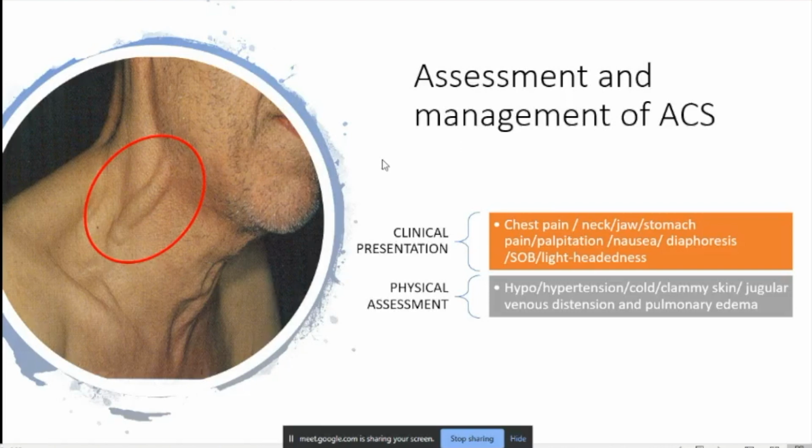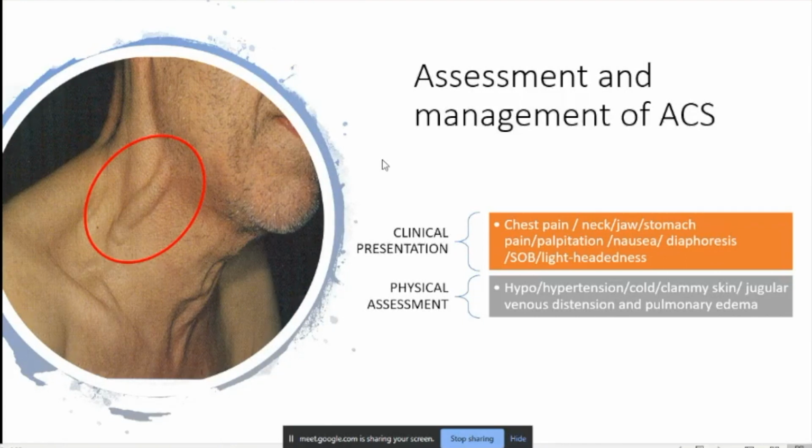Now, let's have a look at the clinical presentation. Again, the patient says they have chest pain, and sometimes the patient feels neck or jaw pain or stomach pain. Patients have palpitations, nausea, diaphoresis, which is excessive sweating, especially when there is a condition with the body, shortness of breath, and lightheadedness. And on physical assessment, we can see that.